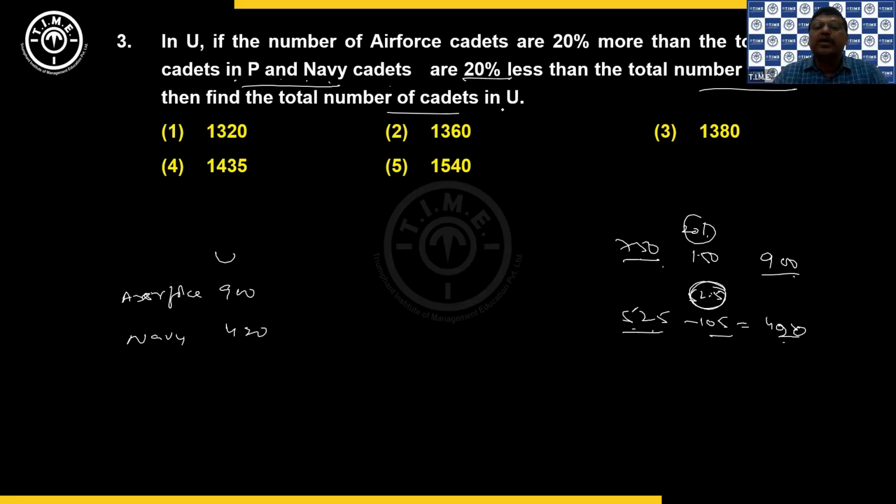So now what is the total number of cadets in U? Air Force is 900, Navy is 420. Total is 1320. You have that option, choice one.